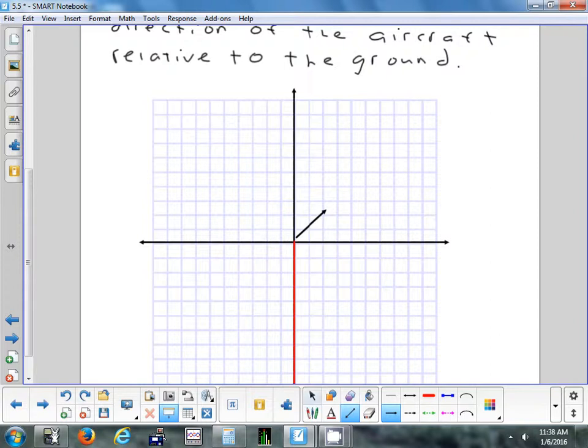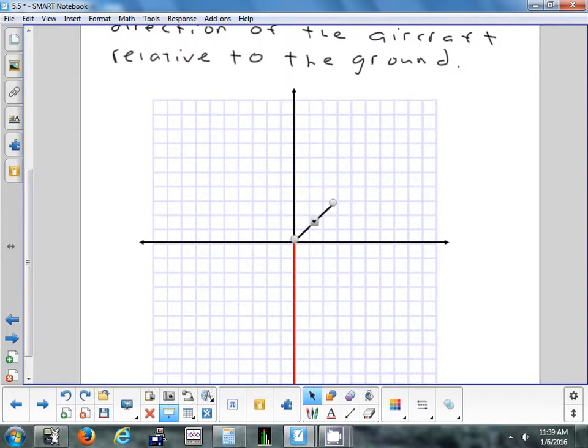It's only an 80 mile an hour wind. Only 80 miles an hour. But I'm going to make it a little shorter. And it's blowing exactly between north and east. So what do you think that angle would be? 45. Yeah, it's going to be a 45-degree angle. That's why I did that. It makes it a little easier.